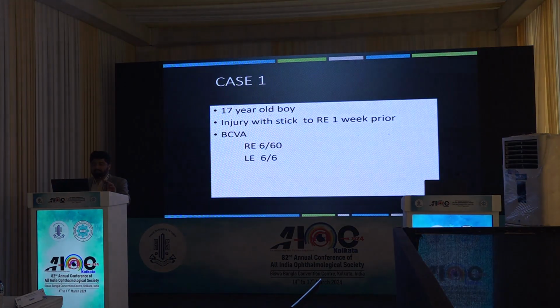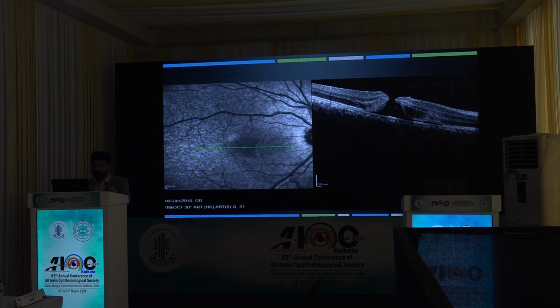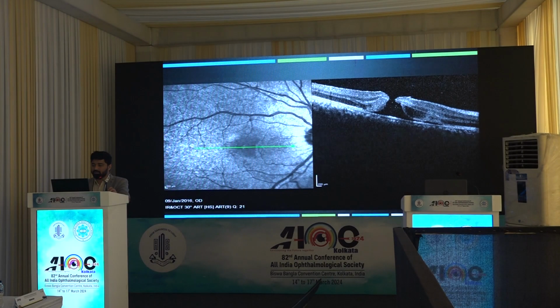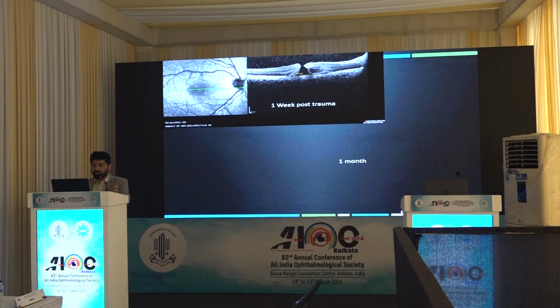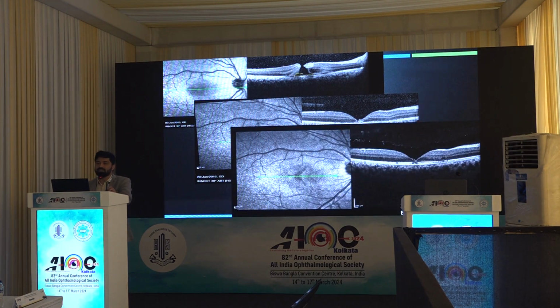So this was a 17-year-old boy. He came to us with a history of stick injury 1 week prior to presentation, with a vision of 6/60. The other eye was normal. This was the traumatic macular hole. This is 1 week post-trauma, this is 1 month post-trauma, and this is 2 years later. It has closed on its own spontaneously with a good recovery of vision.